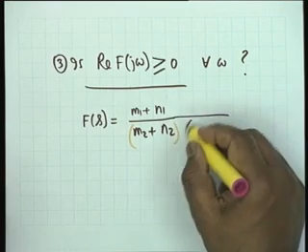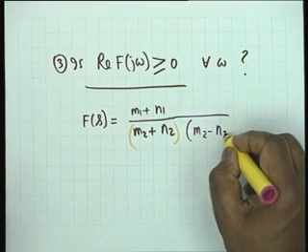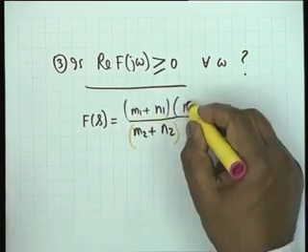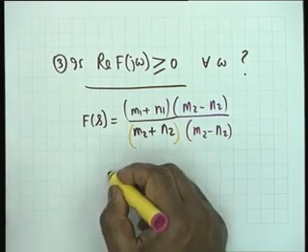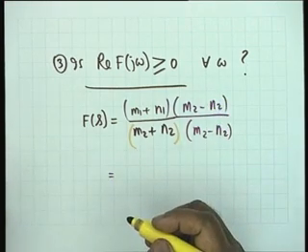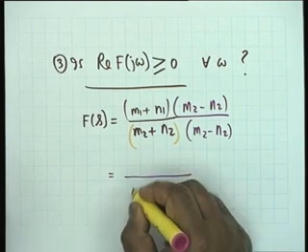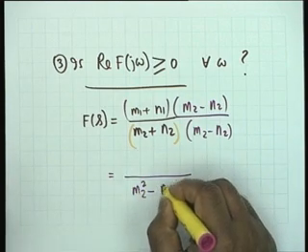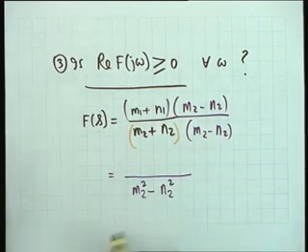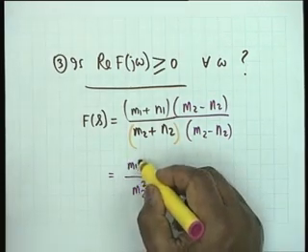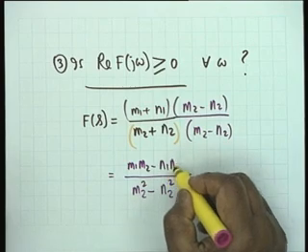if I multiply this by m2 minus n2 and this also by m2 minus n2, then I can break this up into its even part and odd part, and the even part is m2 squared minus n2 squared. Do you see that this is even? Yes. Okay, and in the numerator I shall have m1 m2 minus n1 n2.